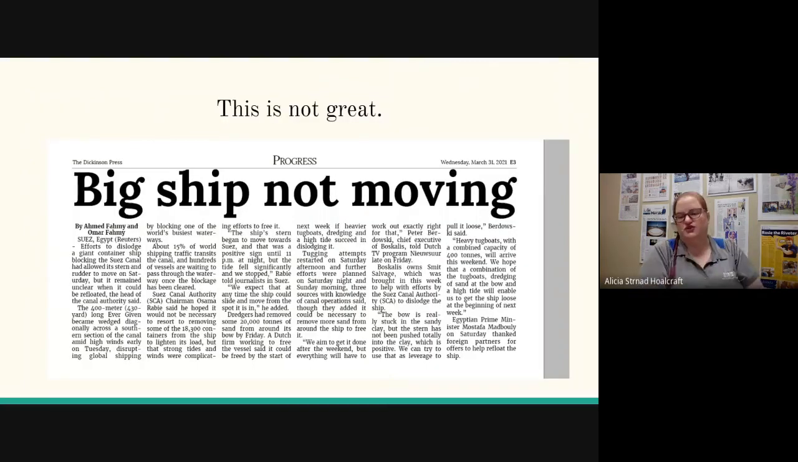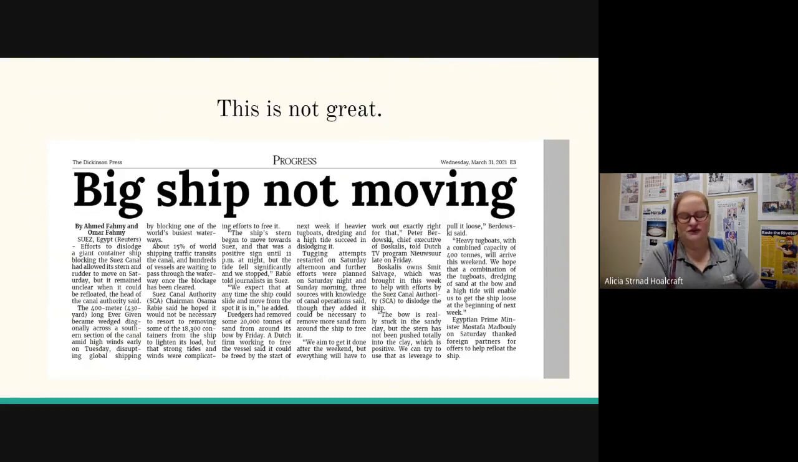So I just grabbed a story about the ship that got stuck in the Suez Canal. So as you can see, we have a headline here, which is accurate, but not specific. It doesn't really tell us much about what's actually going on, where it's going on, what's really happening.